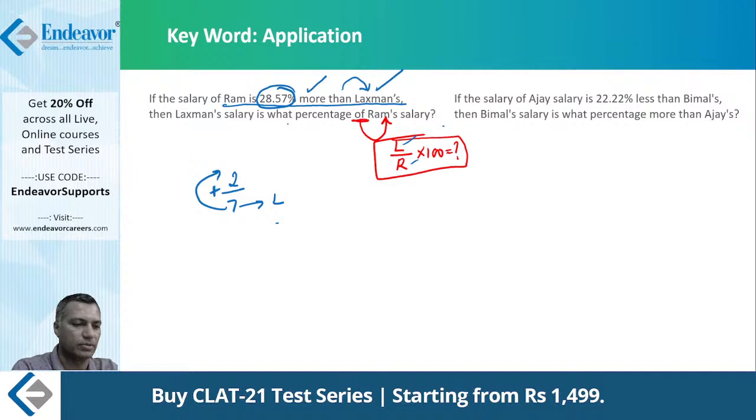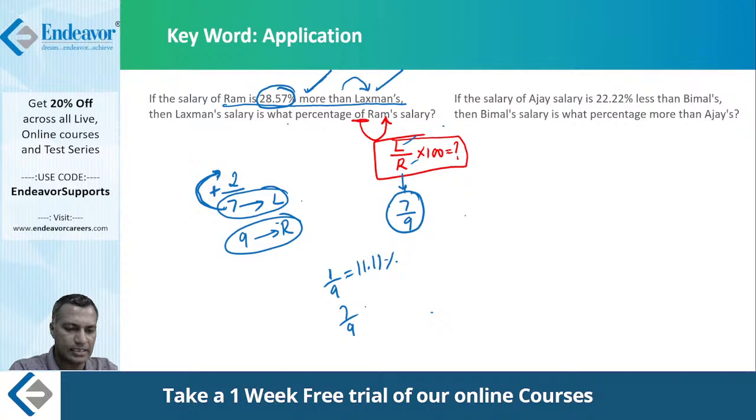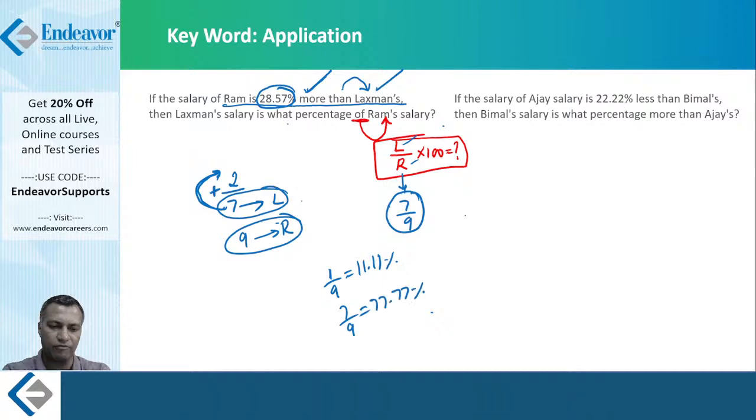Did you get the dummy values for Lakshman and Ram now? Yes, Lakshman is 7, Ram is 9. Applied here, what is Lakshman? 7. What is Ram? 9. Do I know the value of 7 by 9? Yes, you might know 1 by 9 is 11.11%. Therefore, 7 by 9 is 77.77%. That is the required answer. Lakshman's salary is what percentage of Ram's salary? Roughly 77.77 or 77.78%. Good.